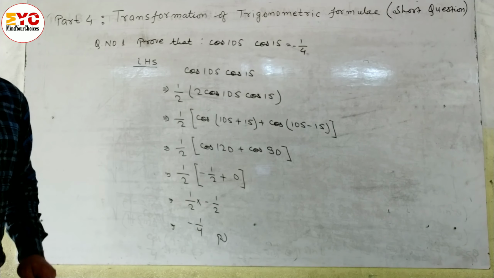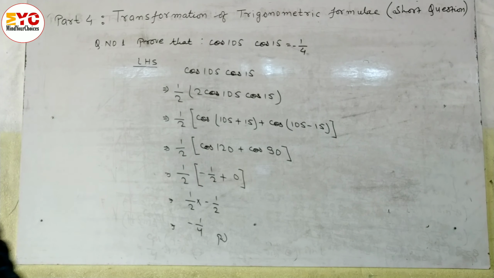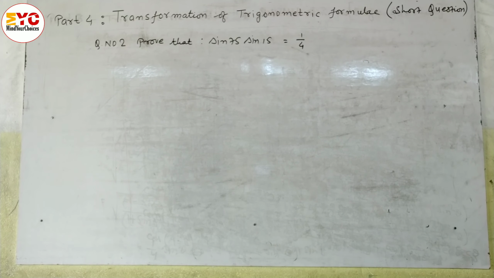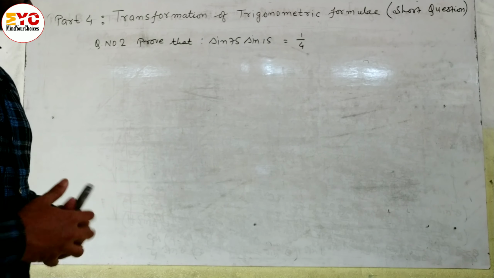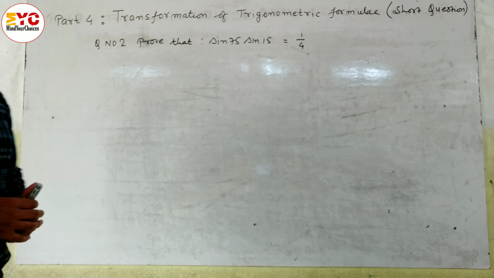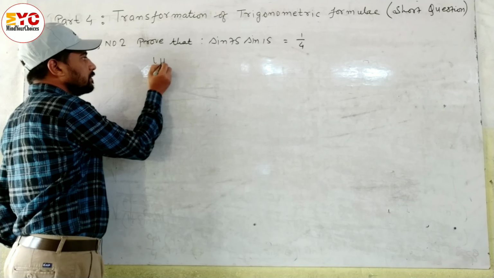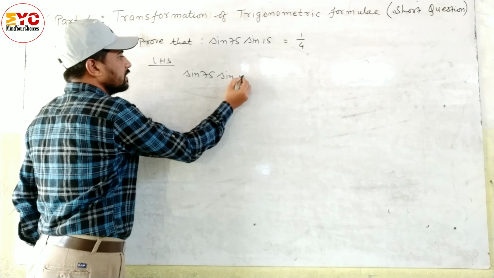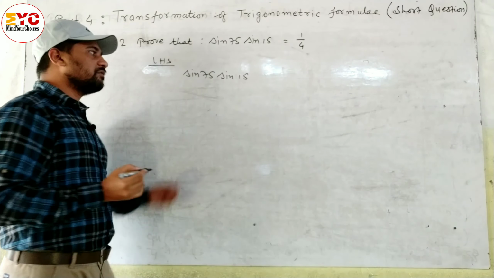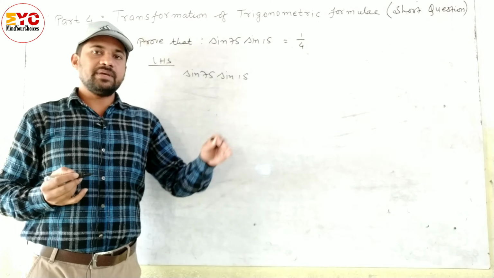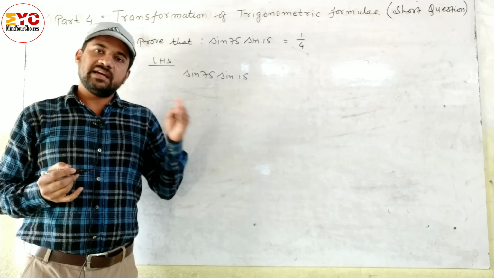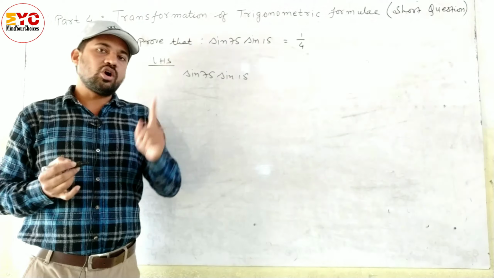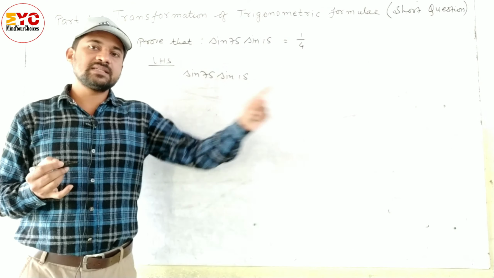Hope you understand this first question of this topic. Now look at question number 2. Question B is prove that sine 75 sine 15 is equal to 1 by 4. We have to prove. Take LHS here: sine 75 sine 15. First of all, we have to convert this into the form of 2 sine A sine B. Then we have a formula: 2 sine A sine B is cos A minus B minus cos A plus B.